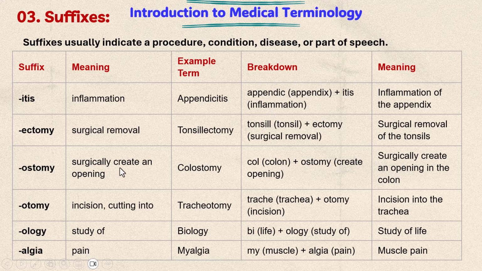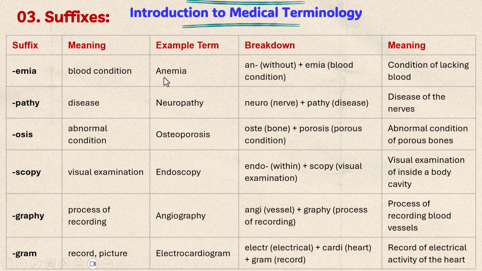Ostomy means surgically creating an opening. For example, colostomy. Here col means colon. Ostomy means create an opening. So the full meaning is surgically creating an opening in the colon. Otomy means incision or cutting into. For example, tracheotomy: trachea, otomy is incision. So, incision into the trachea. Ology means study of. For example, biology means study of life. Algia means pain. For example, myalgia means muscle pain. So let's continue with some more examples.